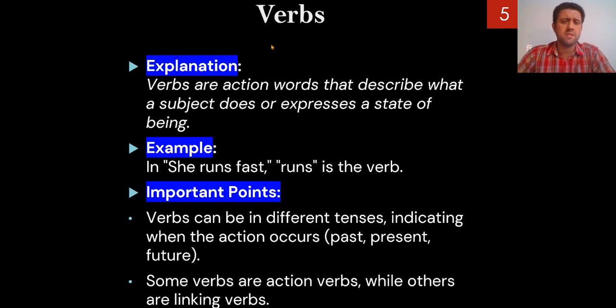The next one is verbs. Verbs are action words that describe what the subject does or express a state of being. As an example, in the sentence "she runs fast," runs is the verb. Verbs can be in different tenses, indicating when the action occurs: past, present, future, or other tenses. Some verbs are action verbs while others are linking verbs.